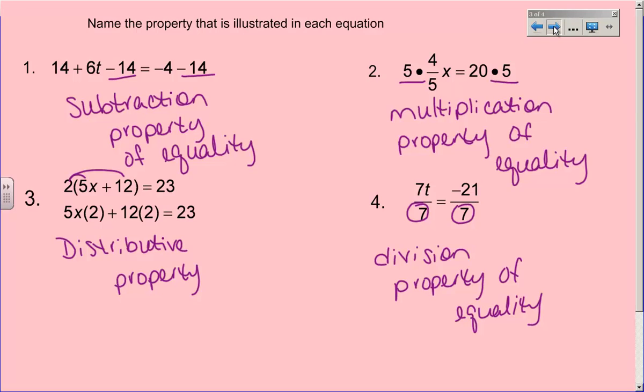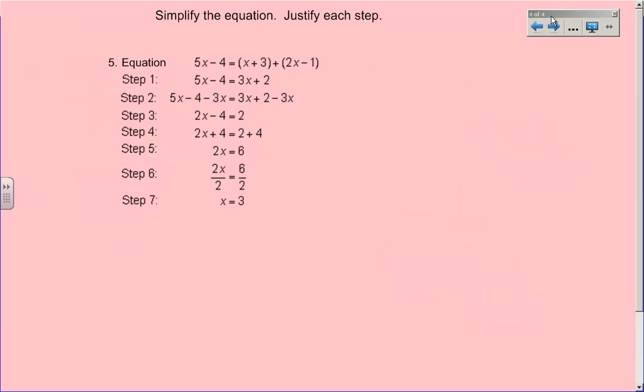And so now let's just use it one more time for one last example. We're going to simplify the equation. Well, it's technically been simplified for you. We're just going to go through each step and decide what property they use to get from one step to the next. So then you have your equation there. You have 5x minus 4 equals the quantity x plus 3 plus the quantity 2x minus 1. And in step 1, you magically have 5x minus 4 equals 3x plus 2. And so what we want to do is figure out, how did we get from the equation to step 1?